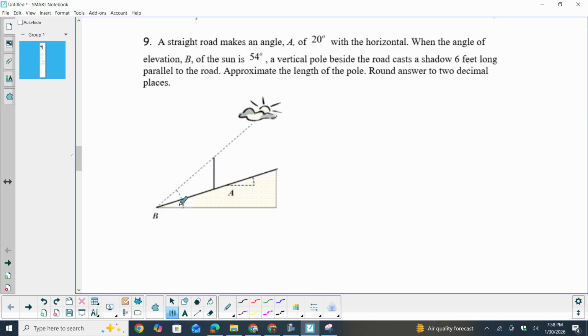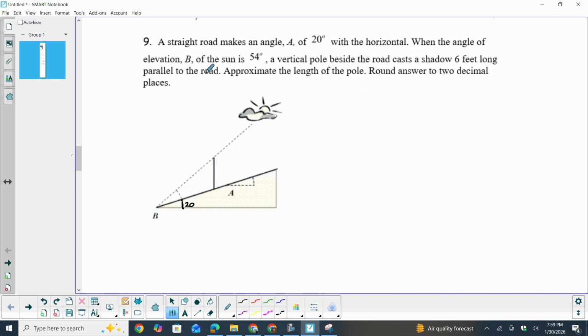It says with the horizontal. Any horizontal, the road's making an angle measure of 20 degrees. So this little guy down here is 20 degrees from the road to the horizontal. This is 20 degrees. It's not angle B. They're calling angle B this whole entire angle, not just that portion of it, just this portion right here.